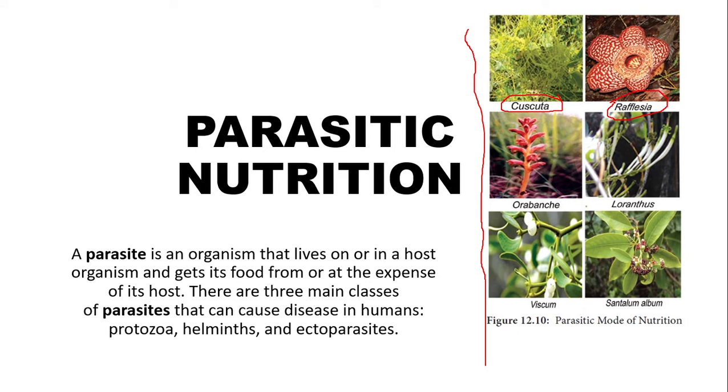But what is Rafflesia? Rafflesia is a parasitic plant which depends on other plants or organisms. They might kill the host and get their nutrition. But this is the largest flower in the world.